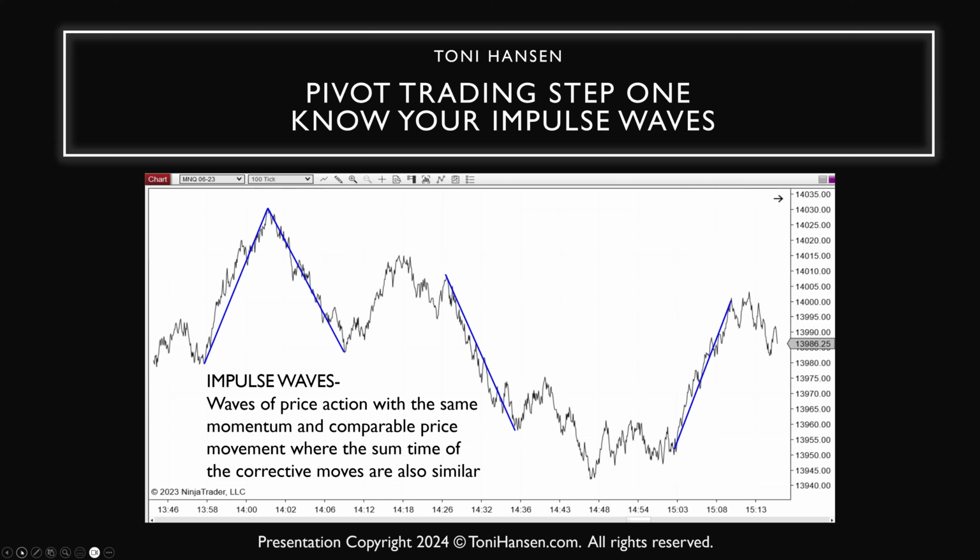So one of the first things that we look at is trend development. And one part of trend development is the impulse wave.